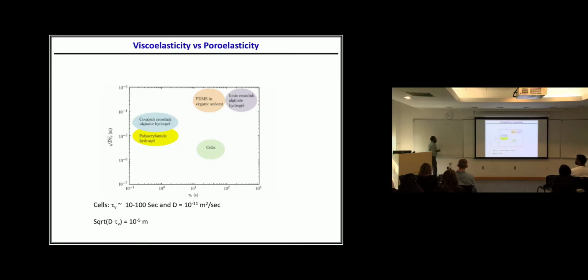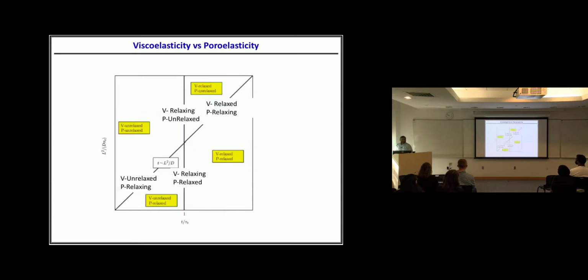Okay, and so here, if I plot D times the tau, there is a particular size scale you will get. Depending on where you lie on this curve, it can be viscoelastic or poroelastic. So let me explain that here. There's a bit of math involved, so maybe I'll just show it to you here.